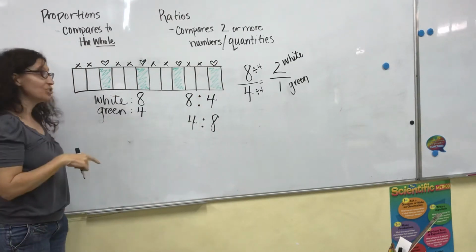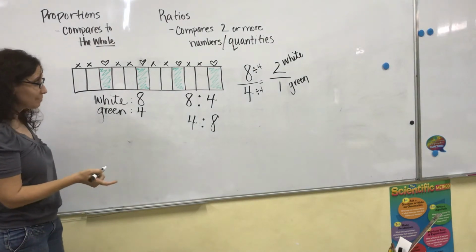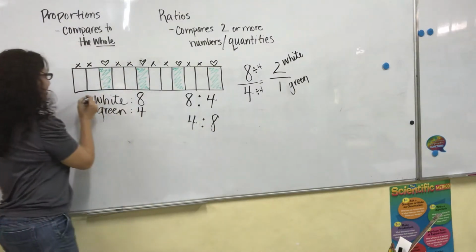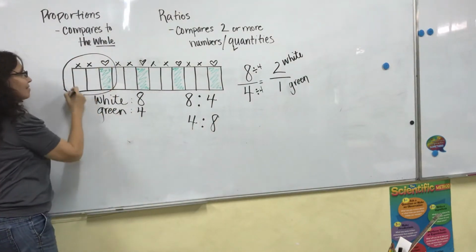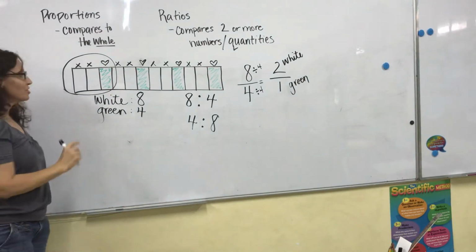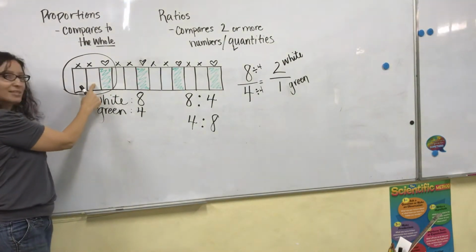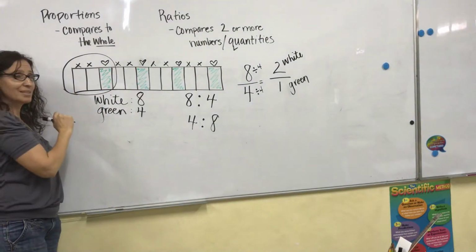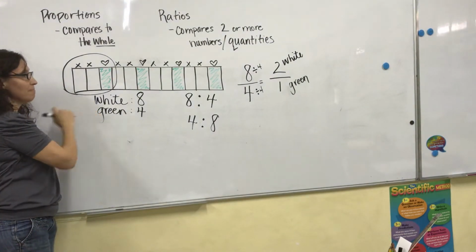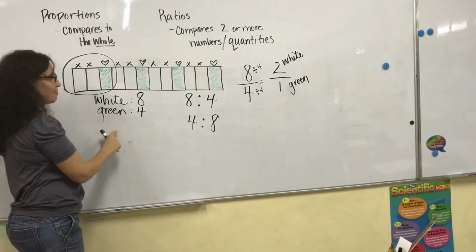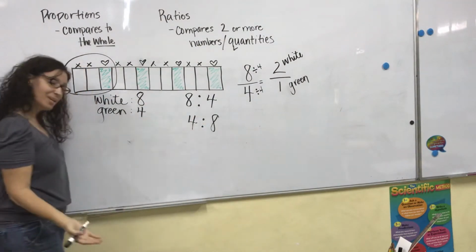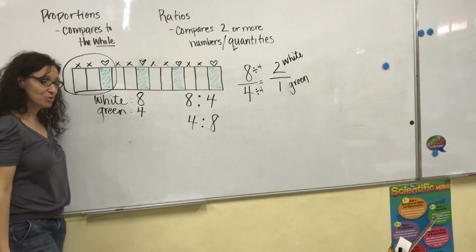So this ratio is exactly the same. 8 to 4 is the same as 2 to 1. So for every 2 white boxes, there is 1 green box. Together, they make a set of 3, okay? Just like for every 8 white boxes, 4 of them are green. This is how ratios work.